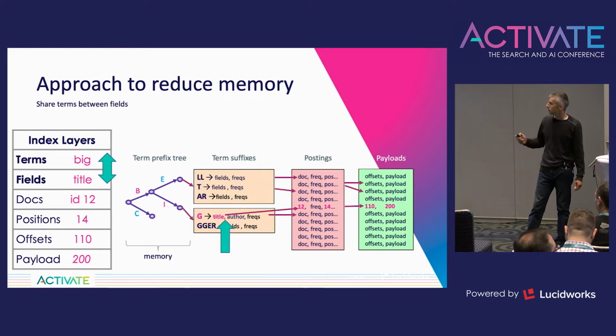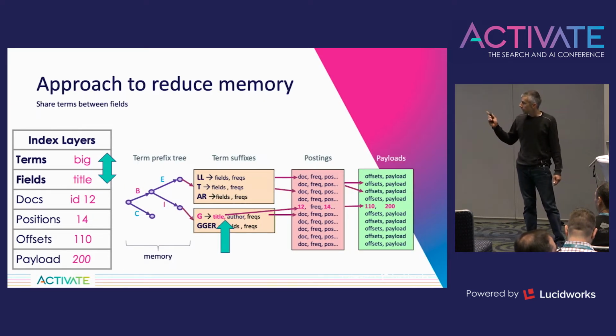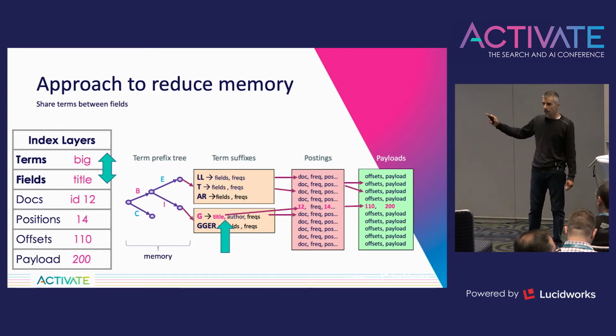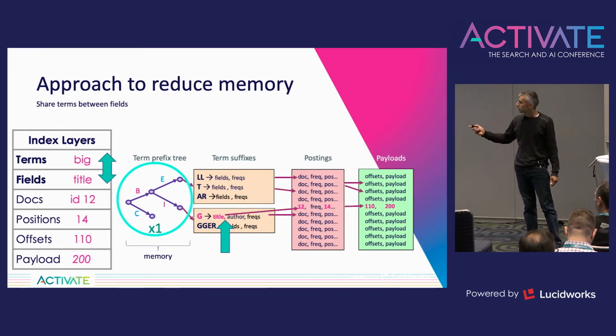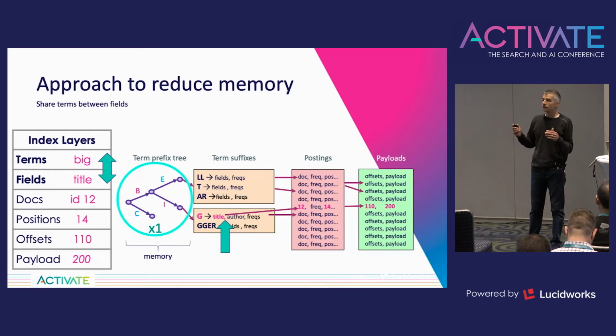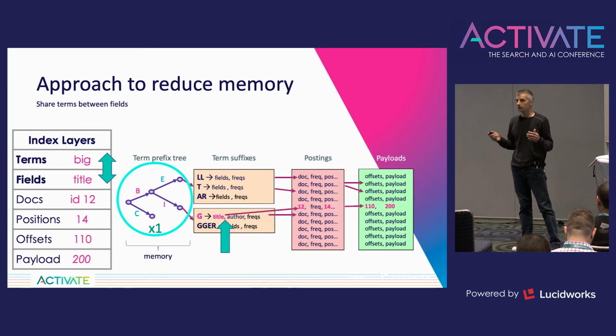Let's swap. The field information is now stored in the index, and we have one single prefix tree, sharing all the terms of all the fields. This is very compact compared to having 150 different prefix trees.